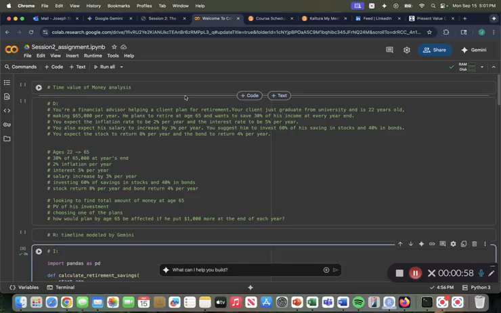So, like I already said, from ages 22 to 65 will be 43 years, 30% of that $65,000 at year's end, and so on, because his salary will be increasing by 3%. So 30% of his income every year end will be saved into a savings account or invested. 2% inflation per year, 5% interest per year. 60% of his savings will go into stocks, 40% will go into bonds, and the stock return will be 8% per year, while the bond return will be 4% per year. So those are the key details we need to keep in mind while we're looking at the situation.